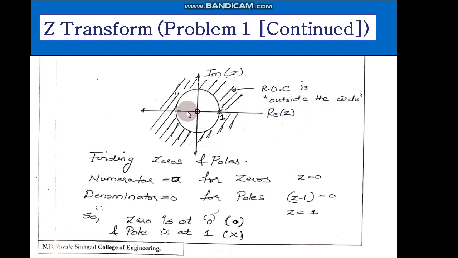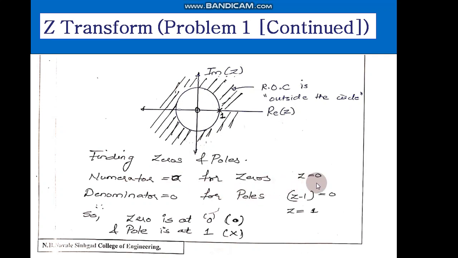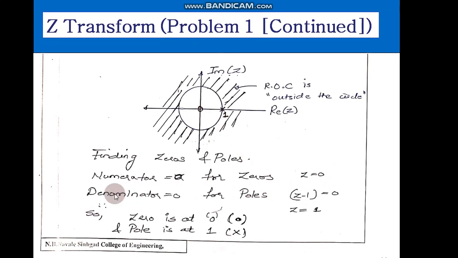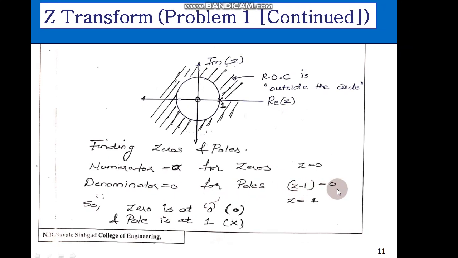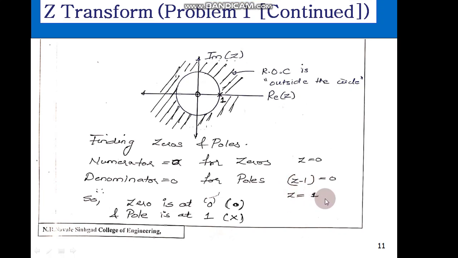And for z less than 0, we don't have any ROC. The zero is at z equal to 0 because the numerator is z only. If I equate it to 0, that becomes z equal to 0, so a zero at 0. And if I equate the denominator to 0, then z minus 1 equals 0 because the denominator is z minus 1. This implies z equal to 1, so I have a pole at z equal to 1. A pole is represented by a cross, and a zero is represented by a dot or a circle. So here it is a circle at z equal to 0 and a cross at z equal to 1.